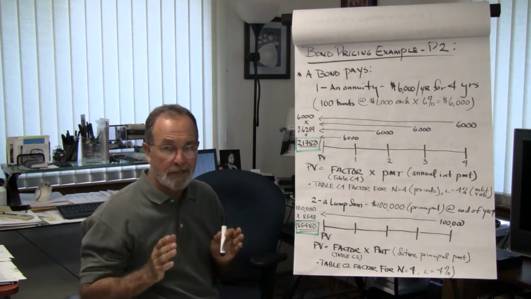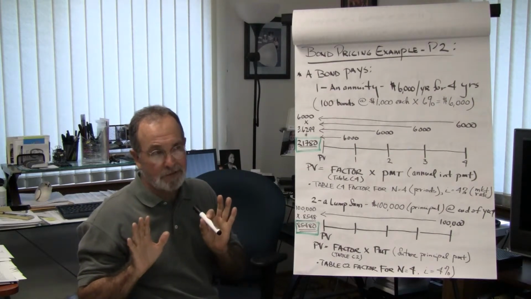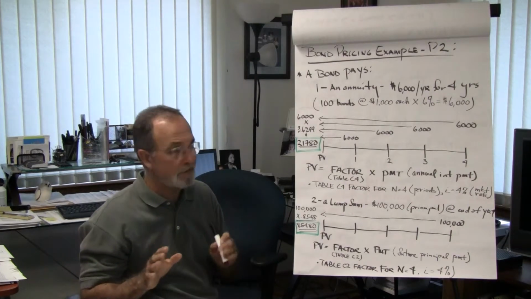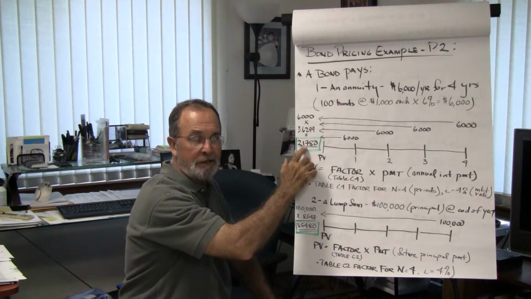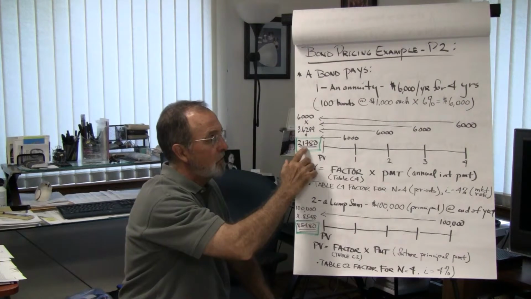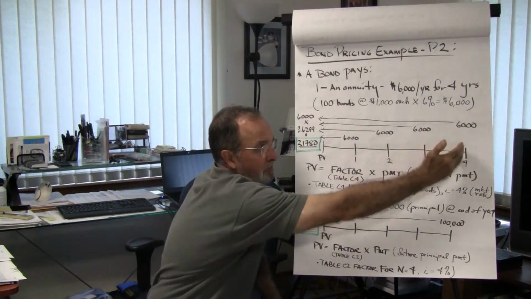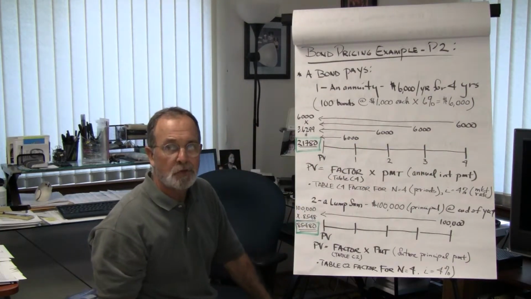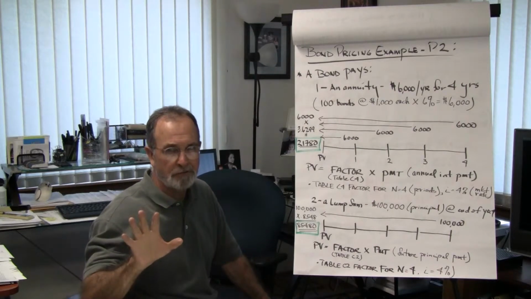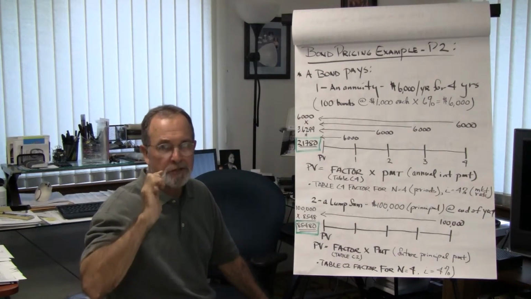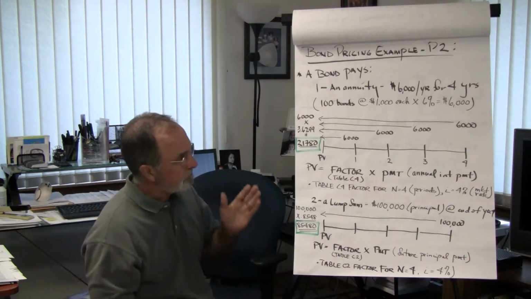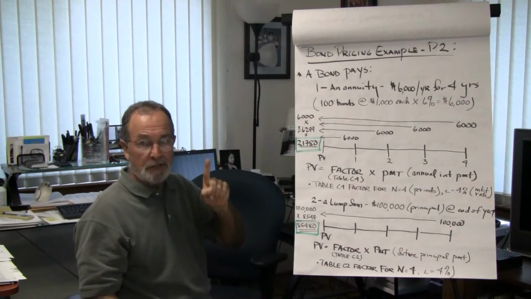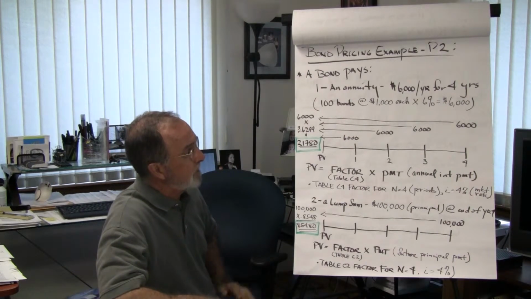So another way to look at it: if we invested $21,780 today at 4% per annum, we would receive over 4 years $24,000. Now that's a little bit of an oversimplification, but I just offer that to you as a means to help you understand it. That's one calculation to price a bond.